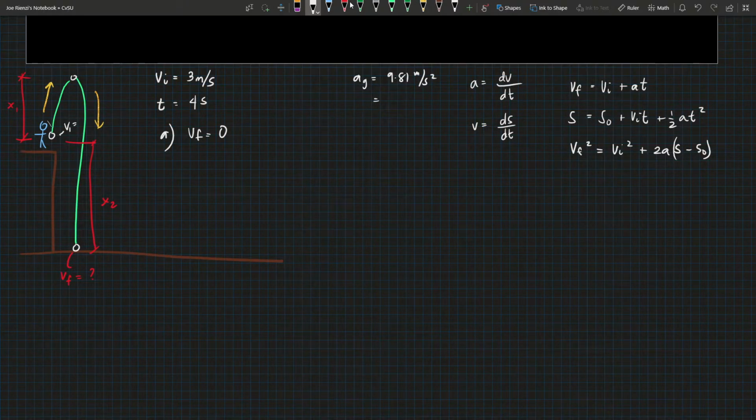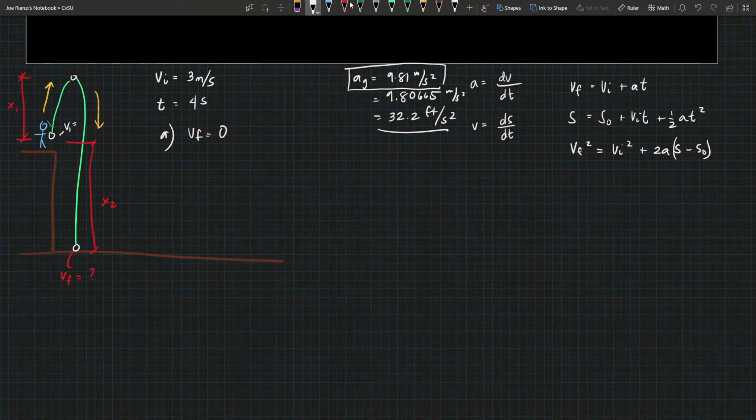The value I know to a few more decimal places is 9.80665 meters per second squared, but we will use 9.81, which is the more typical value. That is for the metric system. For the English system, it is 32.2 feet per second squared. So, we can use that too. Knowing this value, since we are looking for x1, we can use one of these formulas.